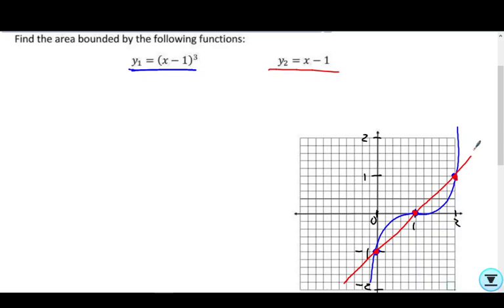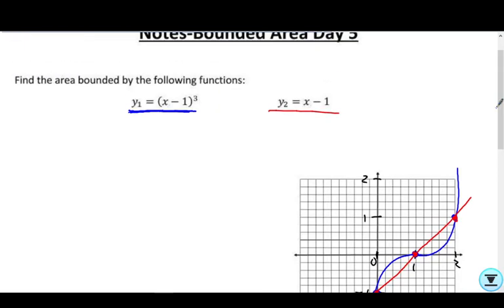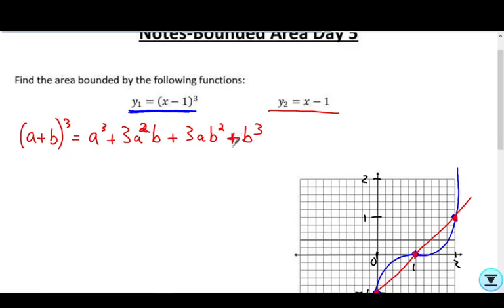So, if you don't know how to graph these and you had to do it by hand, you'd end up having to FOIL out this y1 and set them equal to each other and all that good stuff. Now, there is a formula that will help you out with that if you know about Pascal's triangle. There's a really easy equation that says this: a plus b cubed equals a cubed plus 3a squared b plus 3ab squared plus b cubed. So you can use that to FOIL out this y1. Okay?